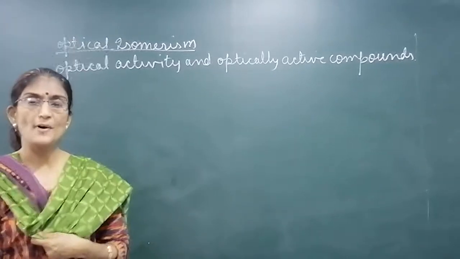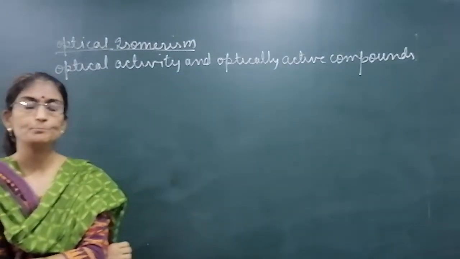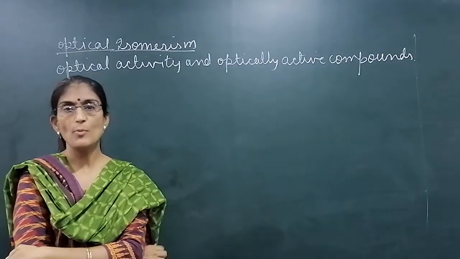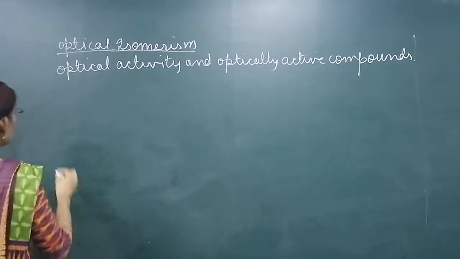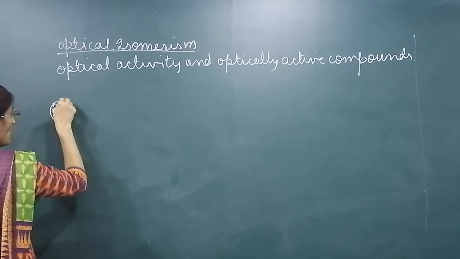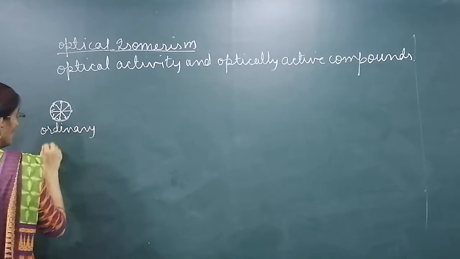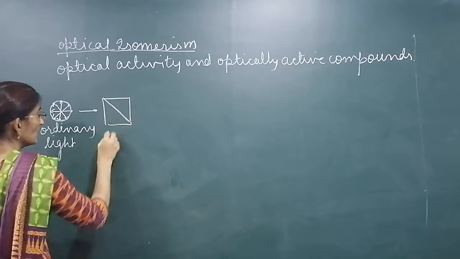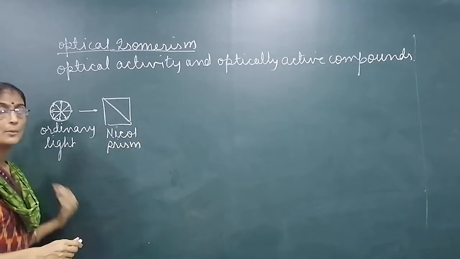One experiment is there to find out whether a compound is optically active or not, because all compounds are not optically active. So which compounds are optically active, which are optically inactive? For that we have to perform an experiment called the polarimeter experiment. First we have to take a source of light, ordinary light, which has oscillation in all the directions, all the wavelengths. This is called ordinary light. When it is passed through a Nicol prism, this is known as a polarizer.